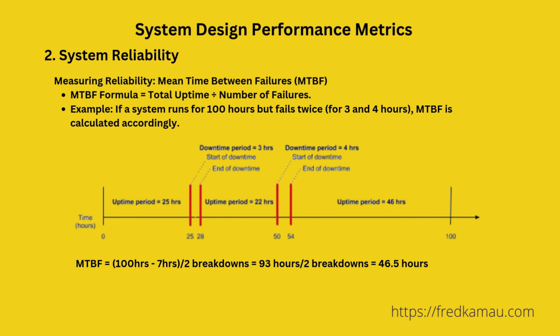It's then available for the next 22 hours but breaks down, and it takes 4 hours to repair the system again, and then it runs for 46 hours without requiring any repair. So mean time between failures is the total operational time minus the downtime divided by the number of breakdowns, which gives 46.5 hours.